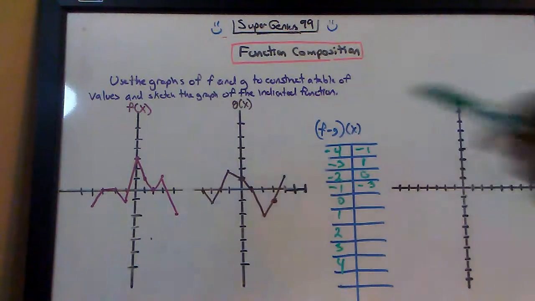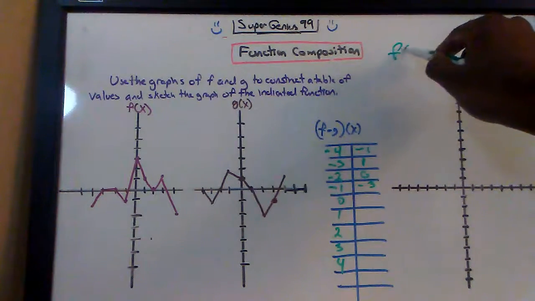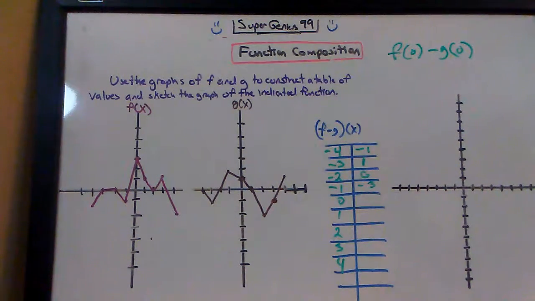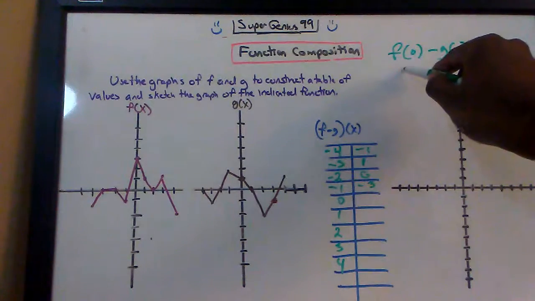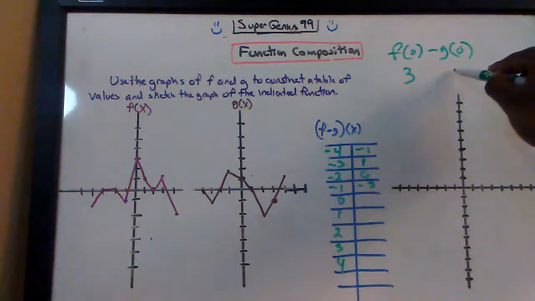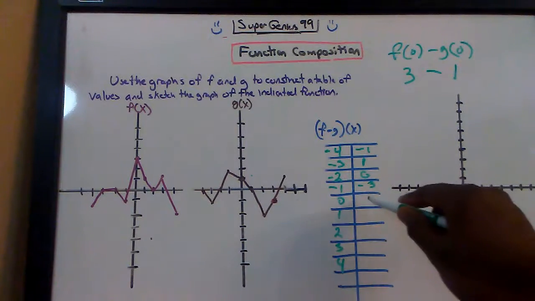So f minus g, where x is 0. So it is f of 0 minus g of 0. So what is this saying? When x is 0 in the f function, what is y? Y is 3. When x is 0 in the g function, what is y? Right there. Y is 1. 3 minus 1 is 2.